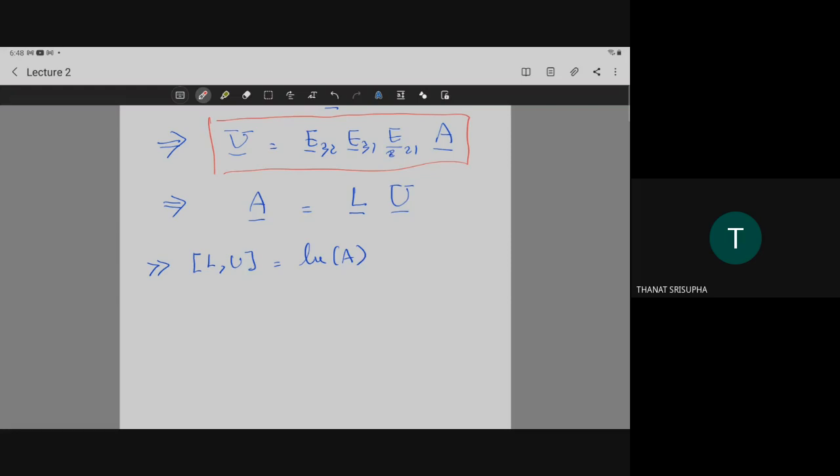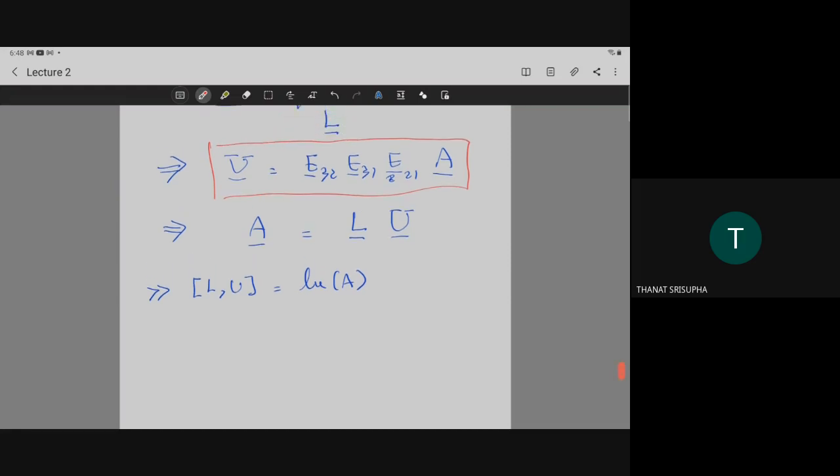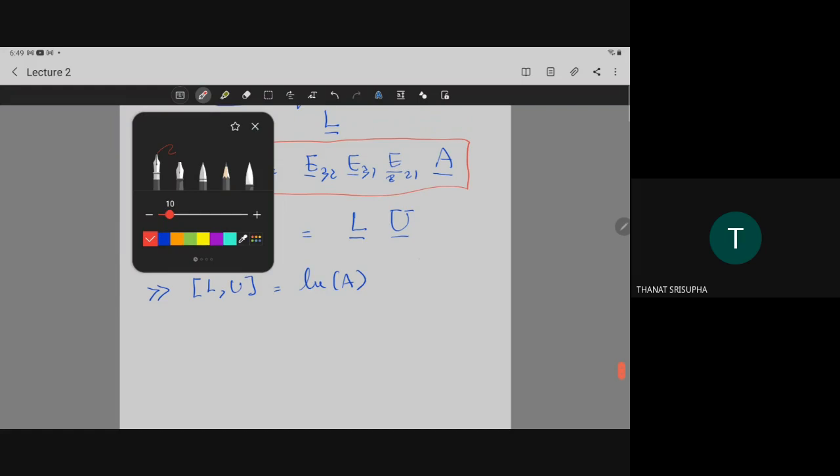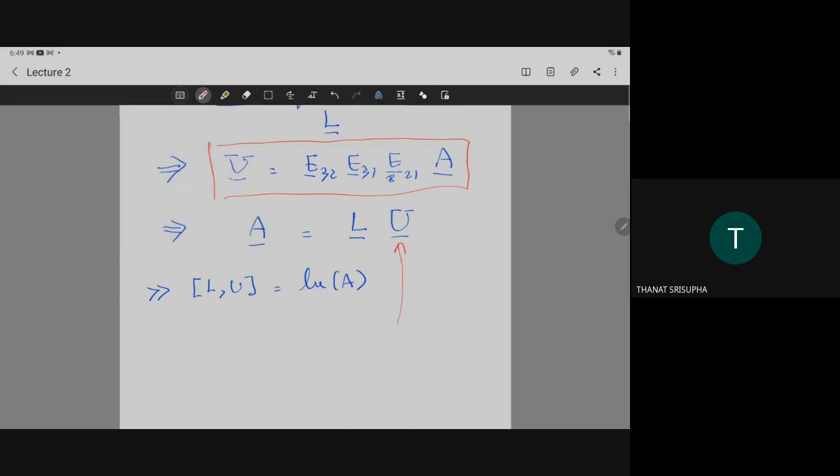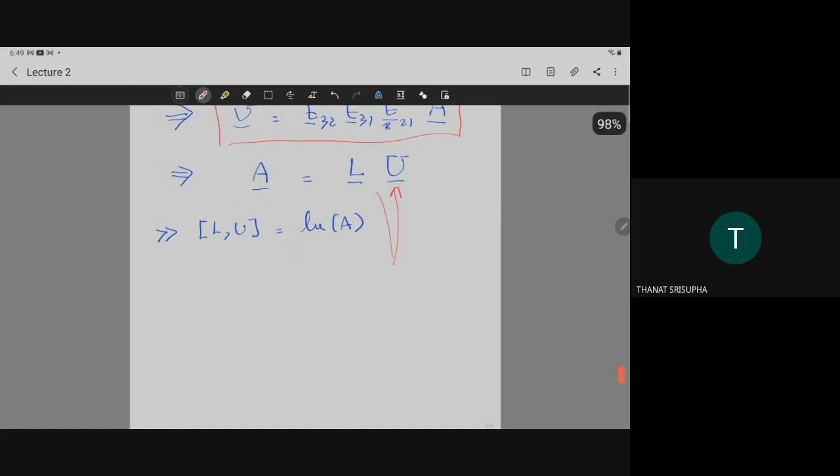Also, when you do the Gaussian elimination, if you have some row operation like row switching, you may get different L and U as well. So what needs to be noted here is that this decomposition is not unique.